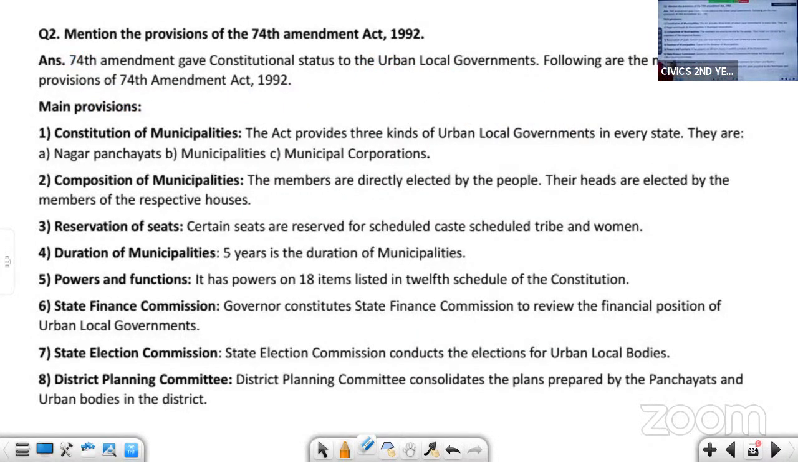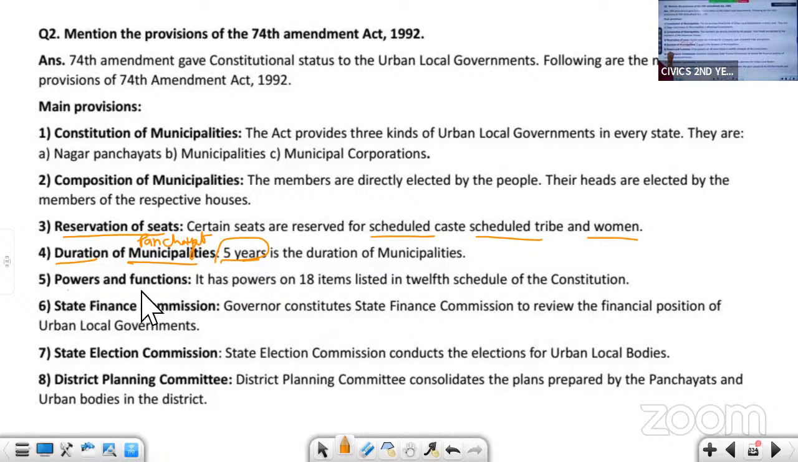Then coming to the reservation of seats. Seats are reserved for scheduled castes, scheduled tribes, and women. Same point you can write as it is. Then coming to the duration. Here, duration of municipalities, and duration of panchayat for the other answer. Duration of panchayat is 5 years. Duration of municipalities is also 5 years. Just a small change.